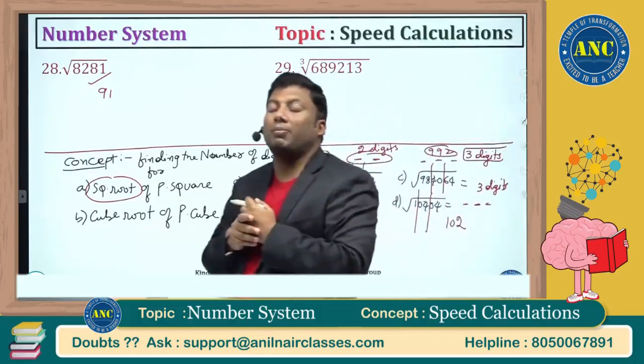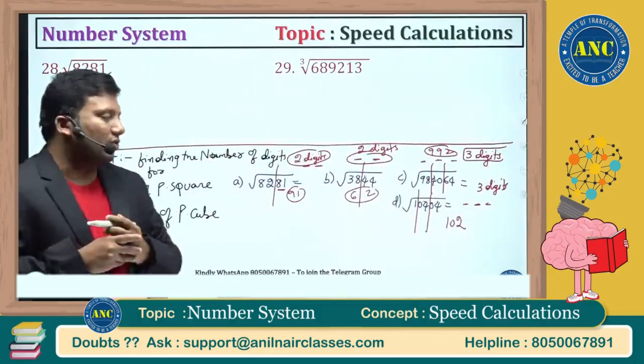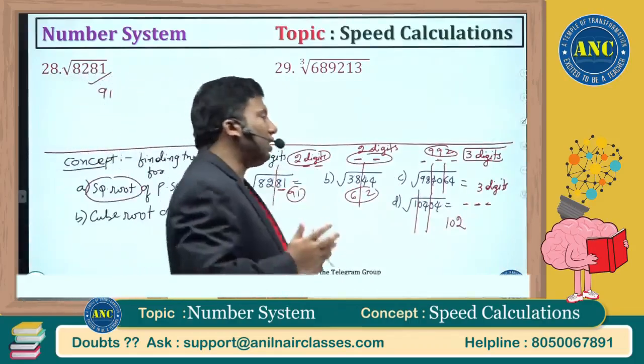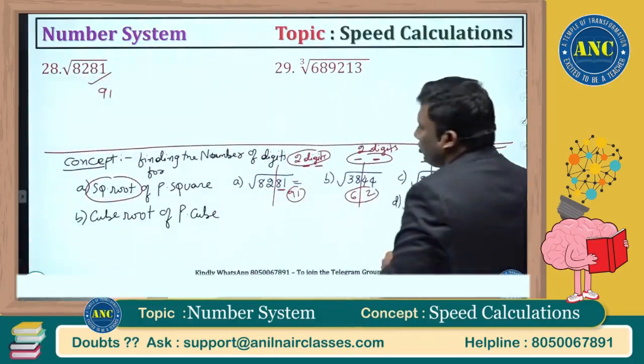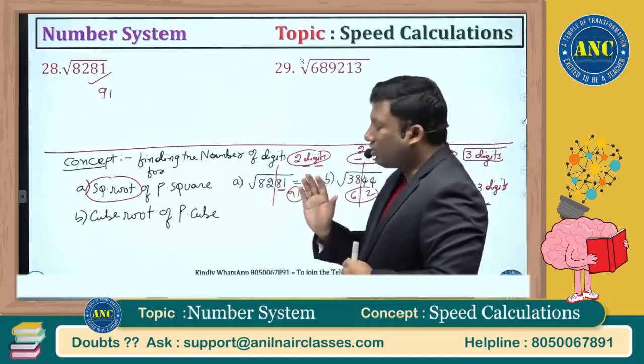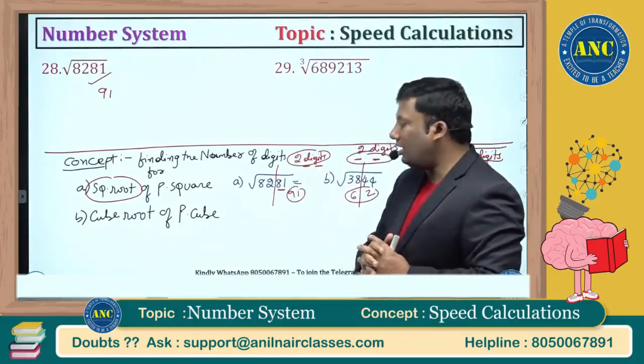How to find out the number of digits for the square root of a perfect square? Start from the rightmost, take a group of 2 digits, check how many such groups are there, and add them.